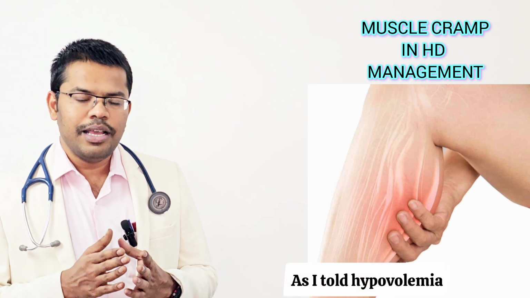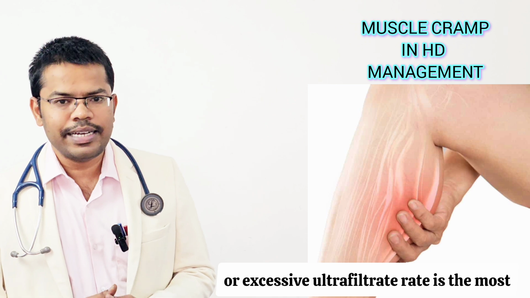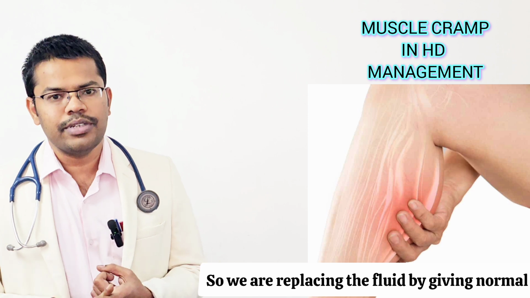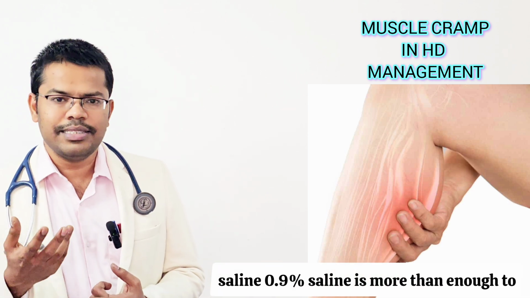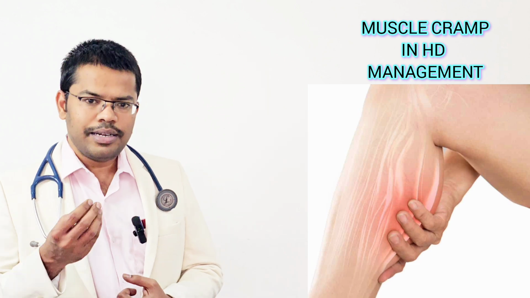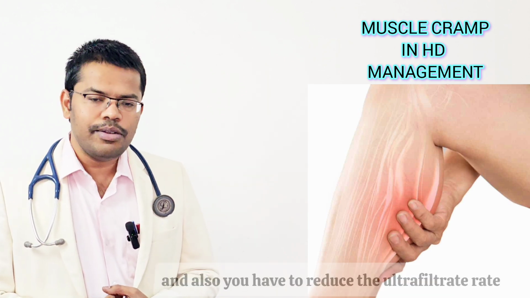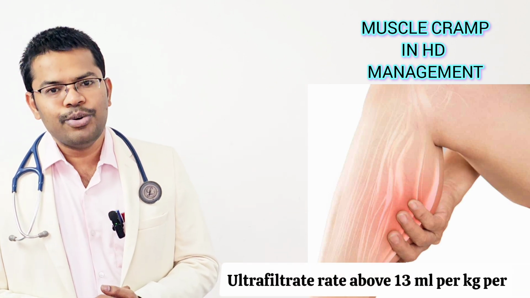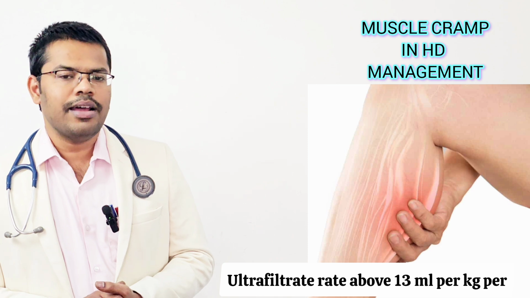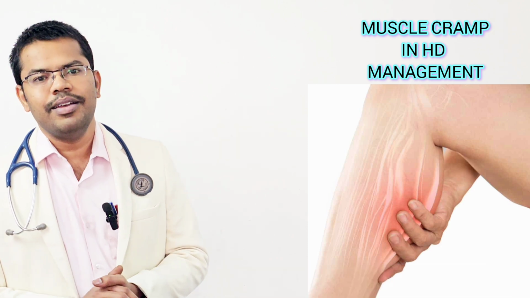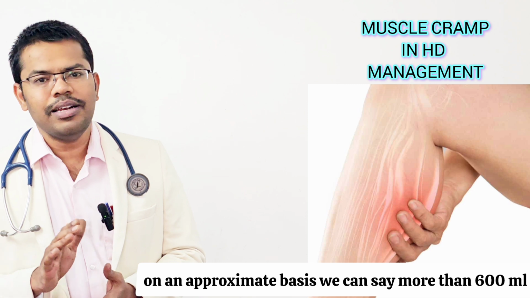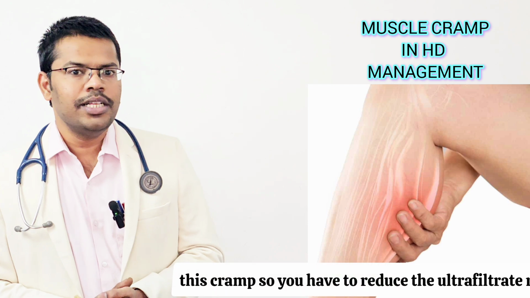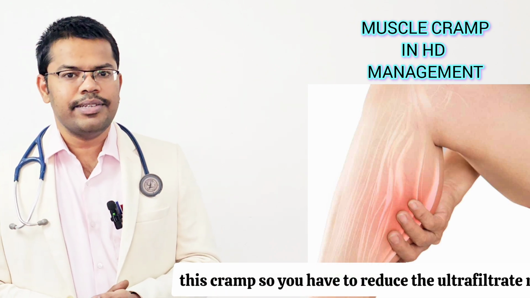As I told, hypovolemia or excessive ultrafiltrate rate is the most common cause clinically. So we are replacing the fluid by giving normal saline. 0.9% saline is more than enough to treat this muscle cramp. And also you have to reduce the ultrafiltrate rate. An ultrafiltrate rate above 13 ml per kg per hour, this is a theoretical calculation. On an approximate basis, we can say more than 600 ml per hour. If we remove that, the patient is prone to develop this cramp. So you have to reduce the ultrafiltrate rate.